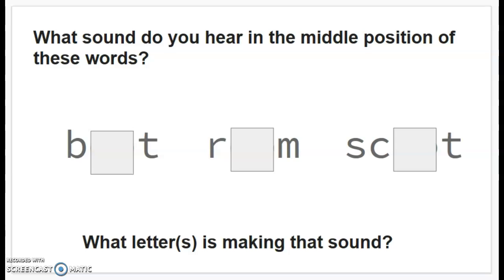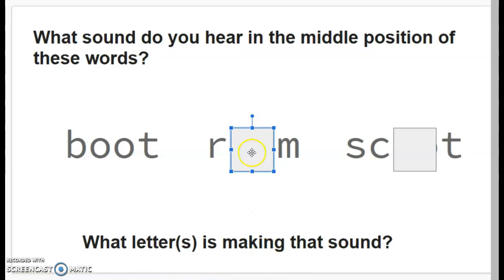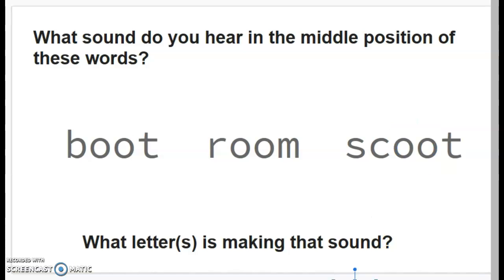Echo these new words after me and listen for the middle sound again. Boot, room, scoot. What sound did you hear in the middle? Ooh, right. Do you know what letter or letters are making that sound? B-oo. R-oo-m. Sk-oot. Did you figure out what letter or letters are making that sound?